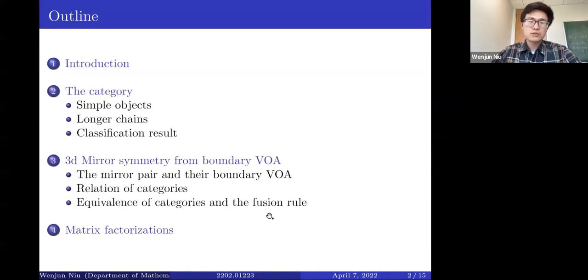Great. So this is the outline of my talk. I will first introduce the motivation of this study, and then I will introduce the category that we defined, and then I will tell you how we used this mirror symmetry relation to show that this category actually is a braided tensor category. And if I have time, I will talk about matrix factorizations, which is closely related to all these categories.